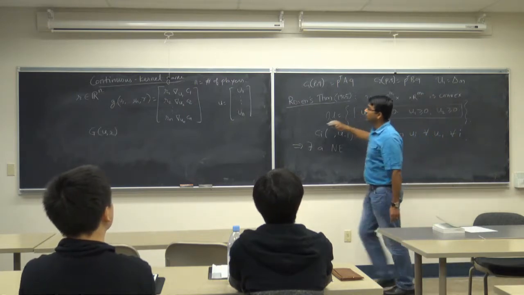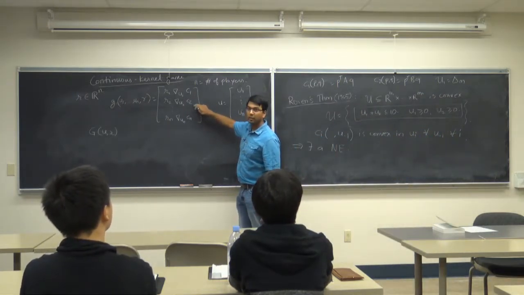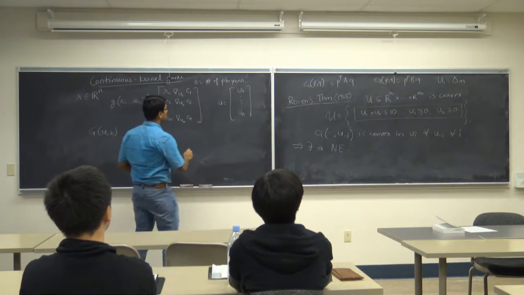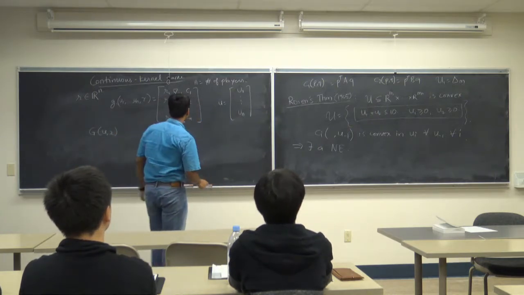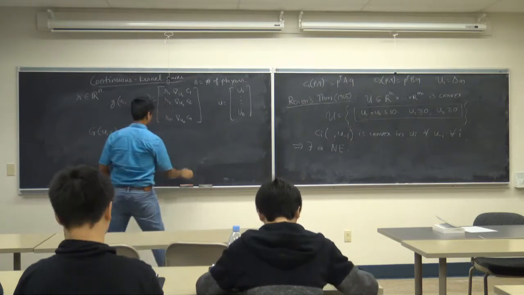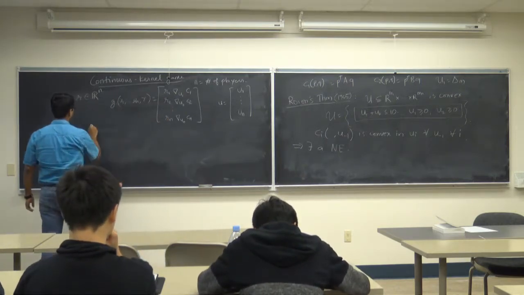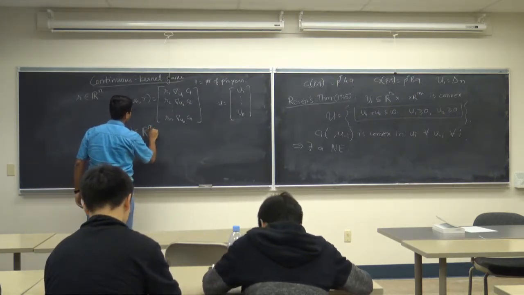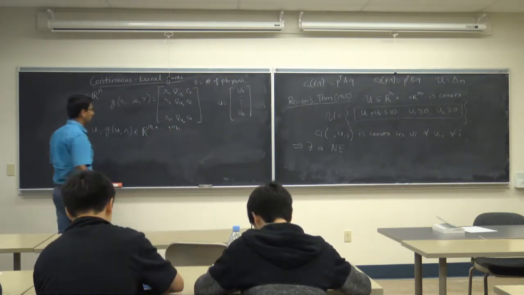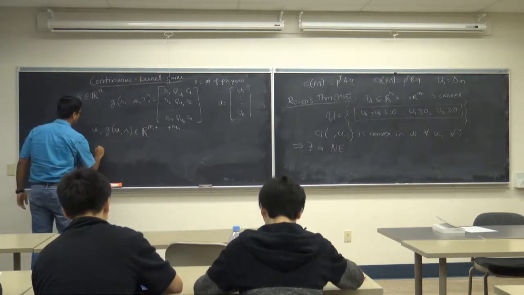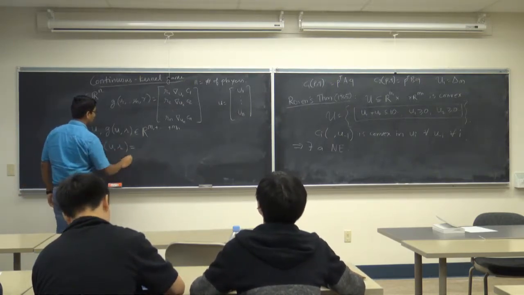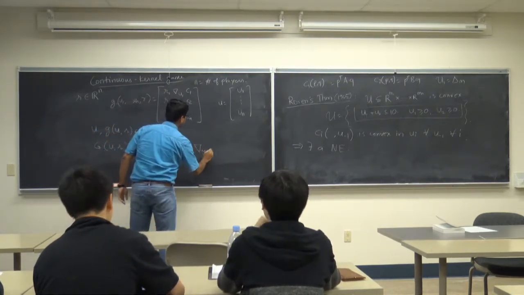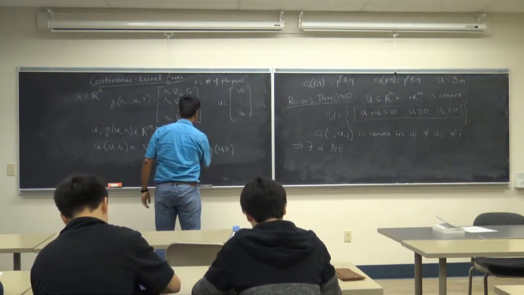So this is a vector in R of the summation of m1 to mn. Remember, U is also a vector in the same space. So U and G of U comma R are vectors in R^(m1 plus through mn), okay? And now I'm going to define the matrix G-bar of U comma R as the gradient with respect to U of G of U comma R, plus the gradient with respect to U of G of U comma R, transpose.